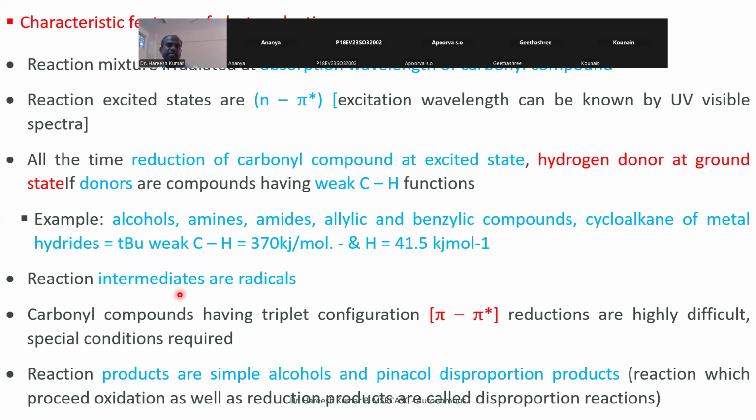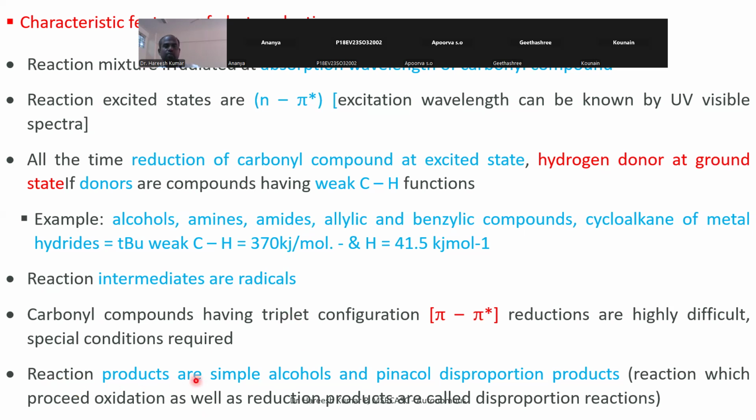Then, usually in photoreduction, the reaction intermediates are radicals. For carbonyl compounds having the pi to pi star triplet configuration, reductions are highly difficult. Special conditions are required for photoreduction of such carbonyl compounds.